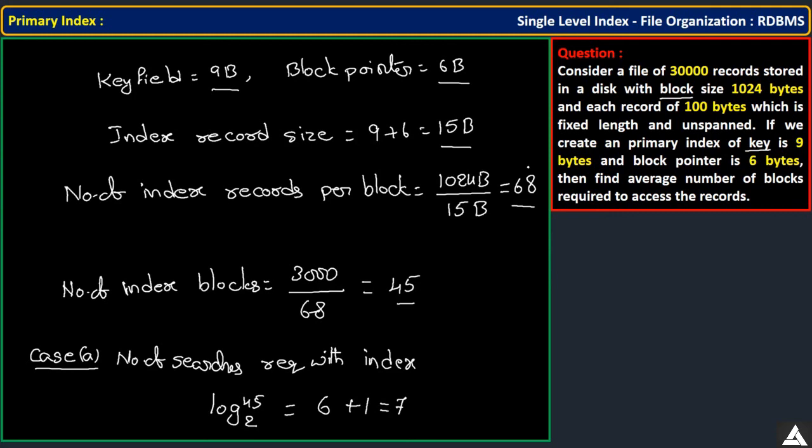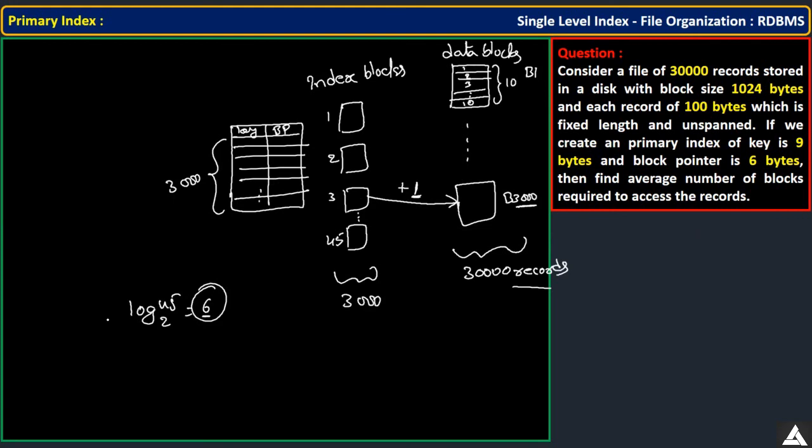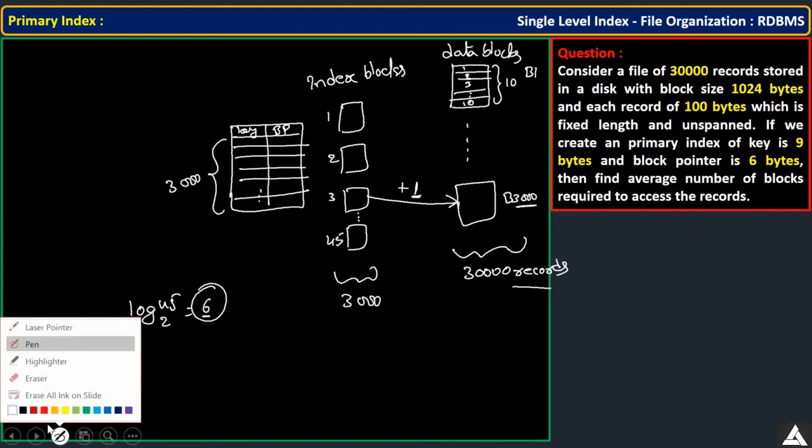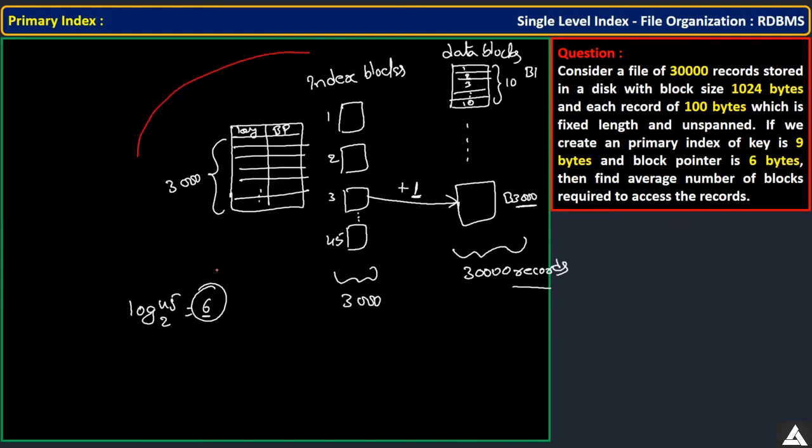For example, you don't have any primary indexing, nothing. So I am writing case 2 here. Case B, without indexing. Without indexing, if you observe here, this whole part is not there. Try to understand in a simple manner. This whole thing is not there. You have only data blocks, that means 3000 data blocks you have. So in these you have to search.